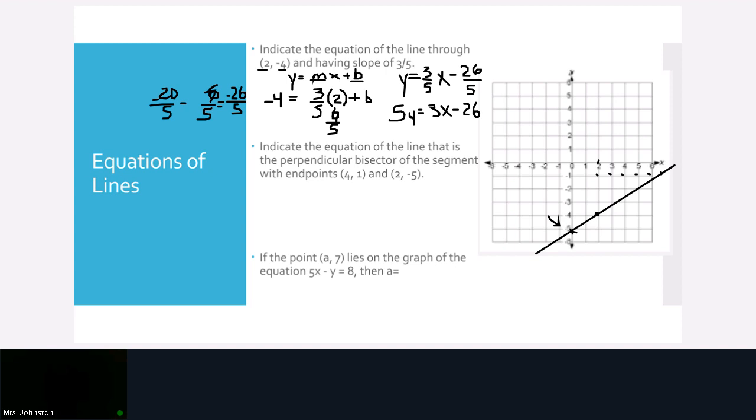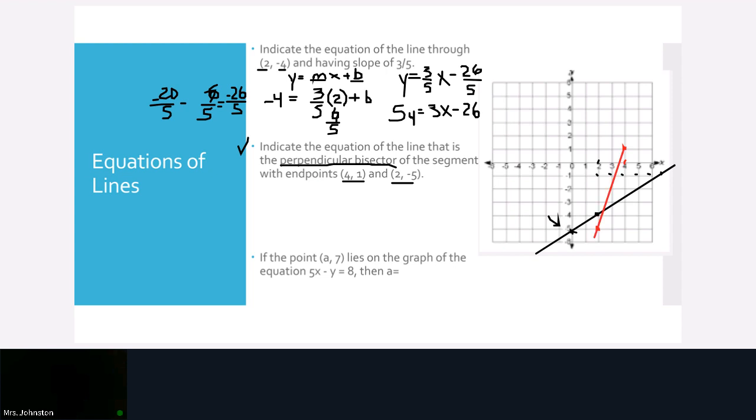Now this one, the second question, wants me to write the equation, but it only gives me 2 points. And it says that the perpendicular bisector is the line that I'm trying to draw. So let's go ahead and plot this one. I'm going to go over to 4 and up to 1 for my first point, over to 2 and down to 5 for my second point. And I'm going to go ahead and draw this line between the two, even though this isn't the line that they're asking us for the equation of.